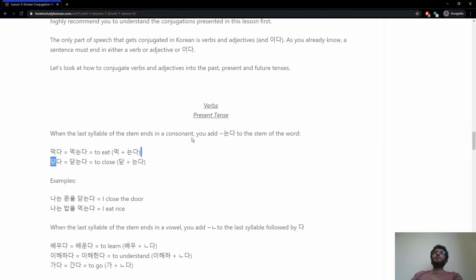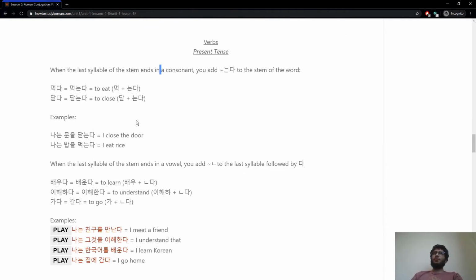Okay, present tense. So now we're only talking about verbs, not adjectives, and you'll see why later. If you learn how to conjugate verbs, conjugating adjectives is really easy. Conjugating verbs is also easy. So present tense, it's really easy. You get the stem of the word, and I think we talked about this before. It's just the word without the ta. So 먹다, you get rid of the ta, and you grab the 먹, that's the stem. Then you add 는다. So it becomes 먹는다. 닫다 becomes 닫는다.